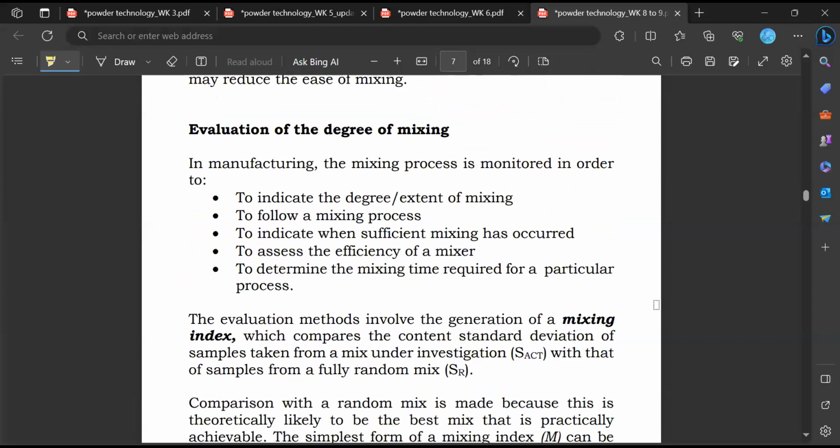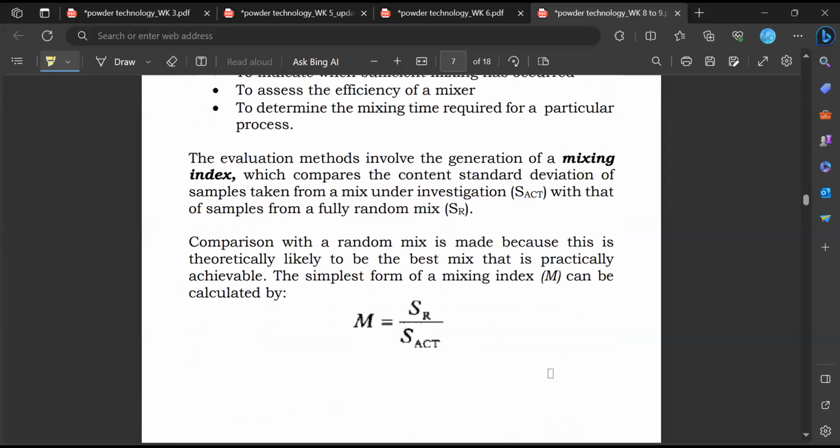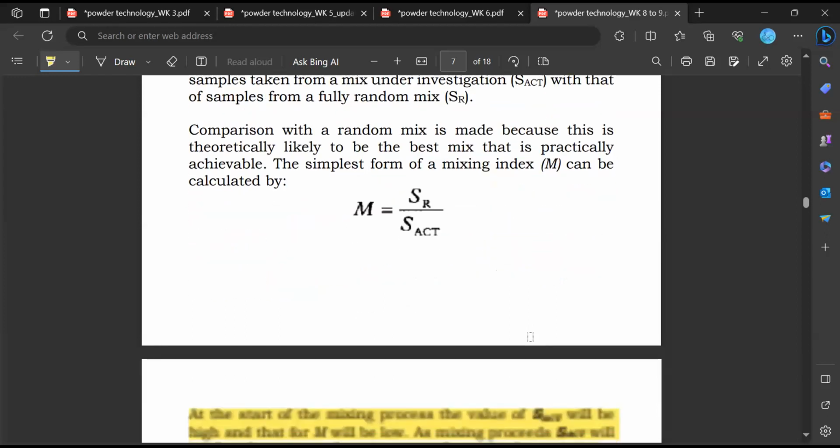When you're talking about evaluation of the degree of mixing, you come across something called the mixing index, which compares the standard deviation of a sample at the start and the standard deviation of a fully random mix. So mixing index, or M, is equal to the standard deviation of the random mix over the standard deviation of the mix under investigation at the start.